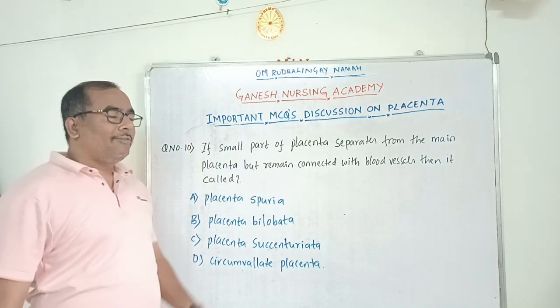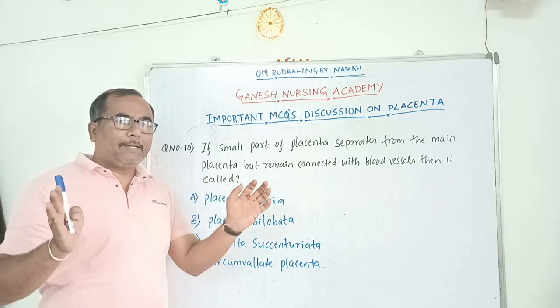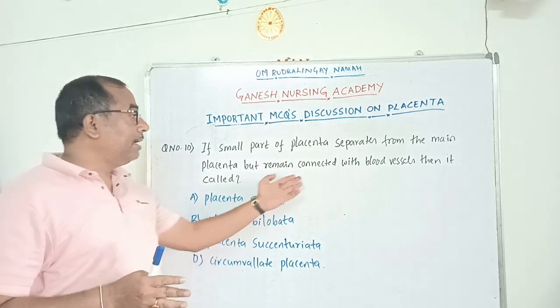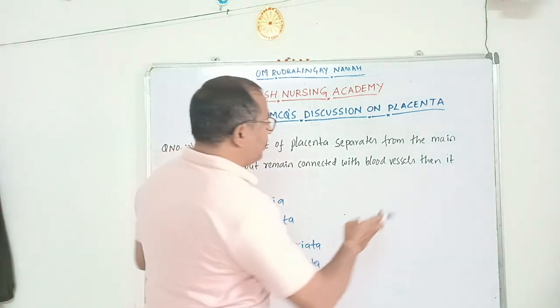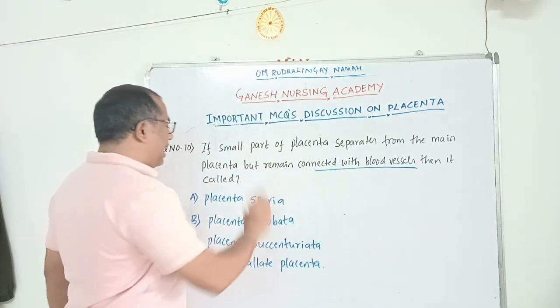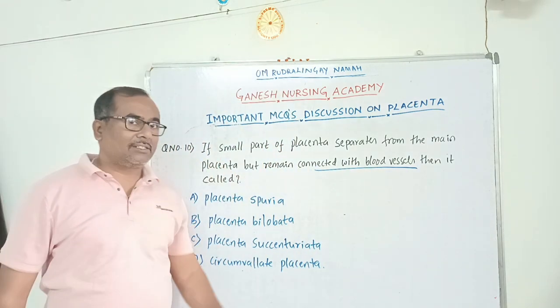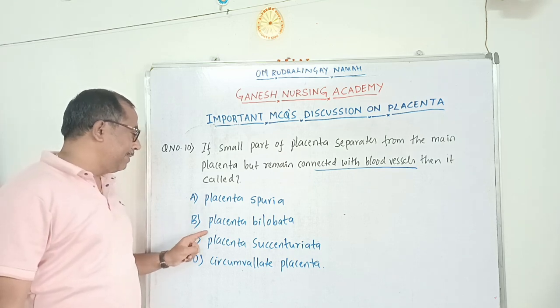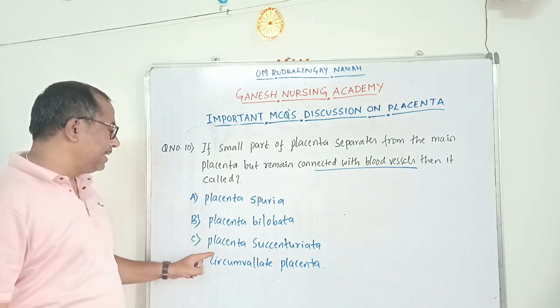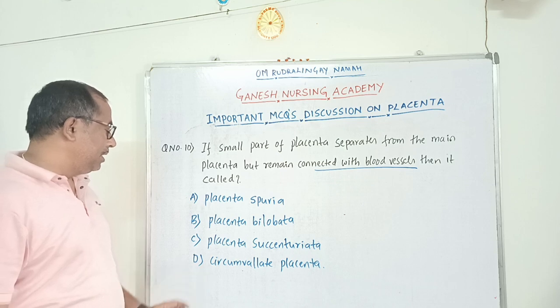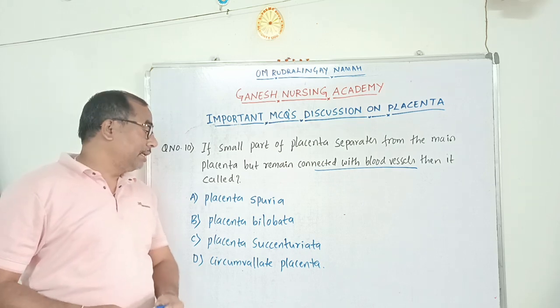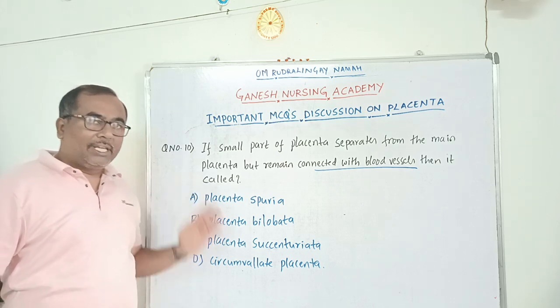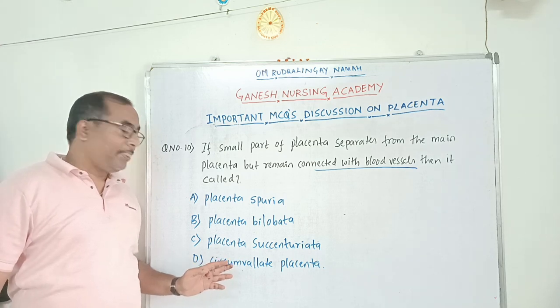There is a small part of placenta and a main placenta, and they remain connected with the blood vessels. So that kind of placenta is called as the host. Option A is placenta spuria, option B is placenta bilobata, option C is placenta secundariata, option D is circumvallate placenta. Think and tell the answer.